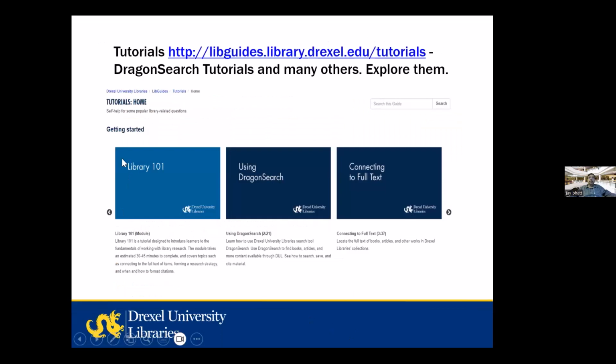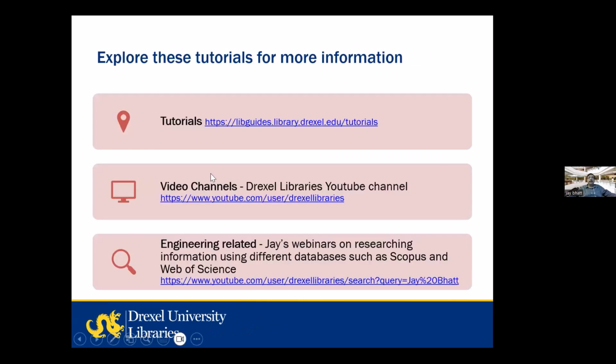And we have a number of online tutorials available, and the link is above. When you click on this link, you will see that you can find the using DragonSearch tutorial, connect to full text, and many other tutorials available. This is the Library 101 module, but you can scroll down further to find other tutorials in different areas, including public health and even engineering standards. And I'm also including some links to our tutorials here, our library's video YouTube channel, and some engineering-related webinars that I have done in the past. You can also access them from here.